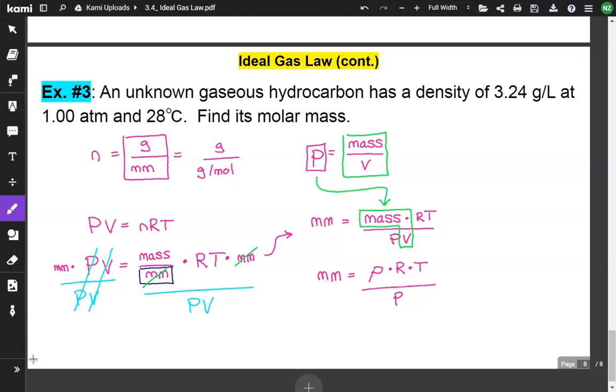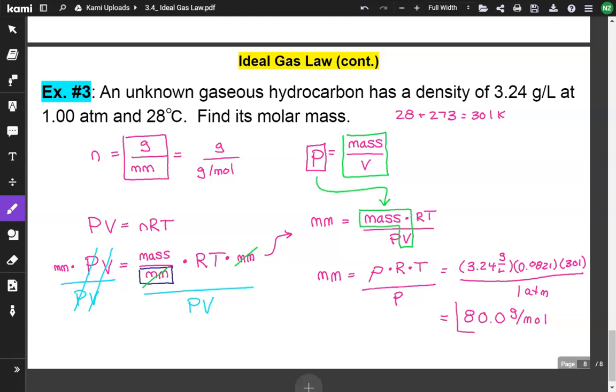Okay. So let's plug in all of the numbers that we have. So we have our density, which is 3.24 grams per liter. Proportionality constant. And the temperature, which is 28 plus 273, is 301 Kelvin. I'm running out of space for units here. And then let's divide that by the pressure, which was 1 atmosphere. So if I do all the math here, I get 80 grams per mole. That's my molar mass.